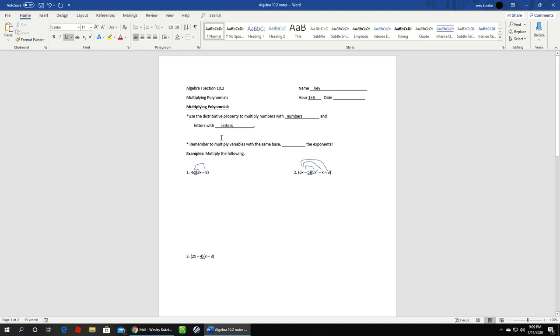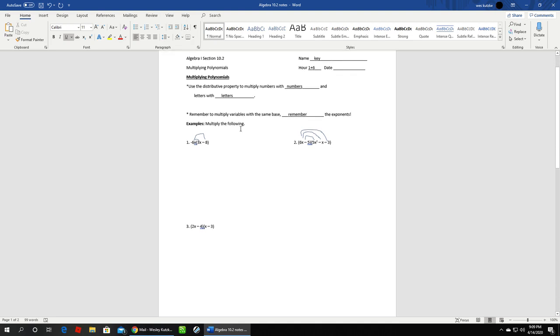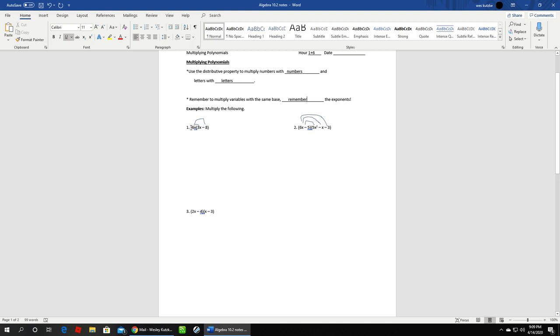All right? And remember to multiply variables with the same base. So if they have the same base, what do you do with the exponents? Remember the exponents. Don't forget them. Because with letters, x times x is not 2x, right? It's x squared. So you don't want to forget that. That's why it's important to remember those degrees, kind of like in 10.1 when we were talking about that. So I'll try to reflect back on that language too here. The best way to think about this is to go over examples so we can remember what this looks like. It's been a while.